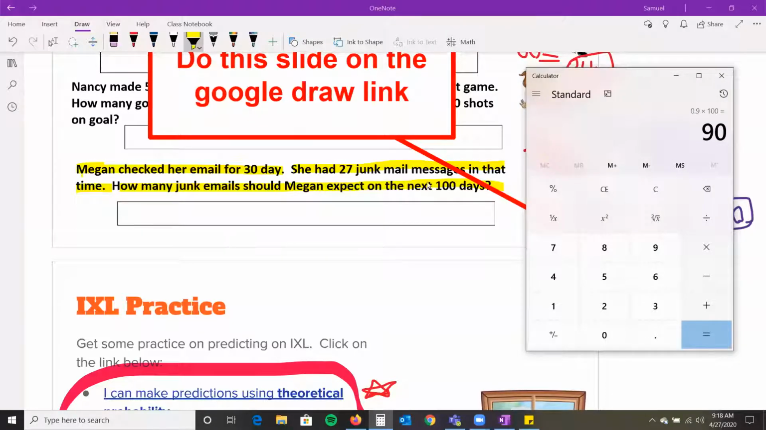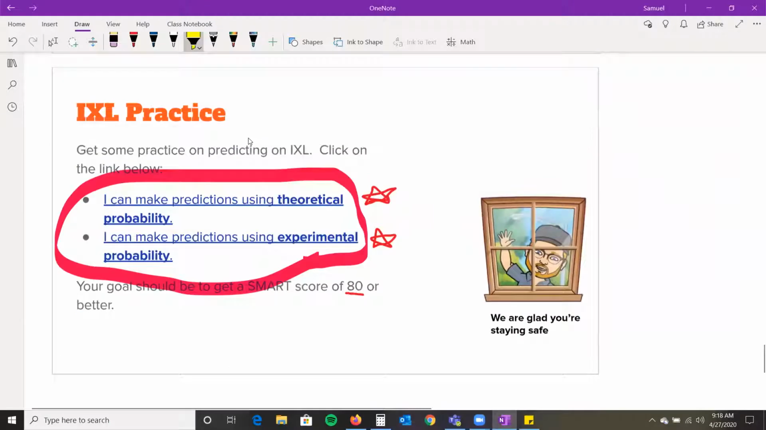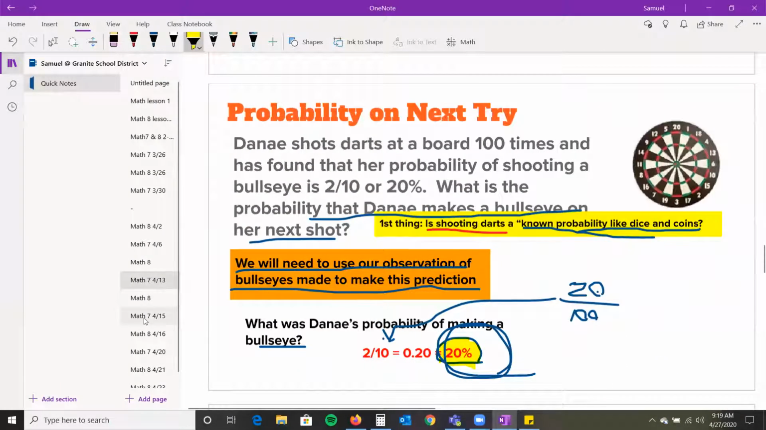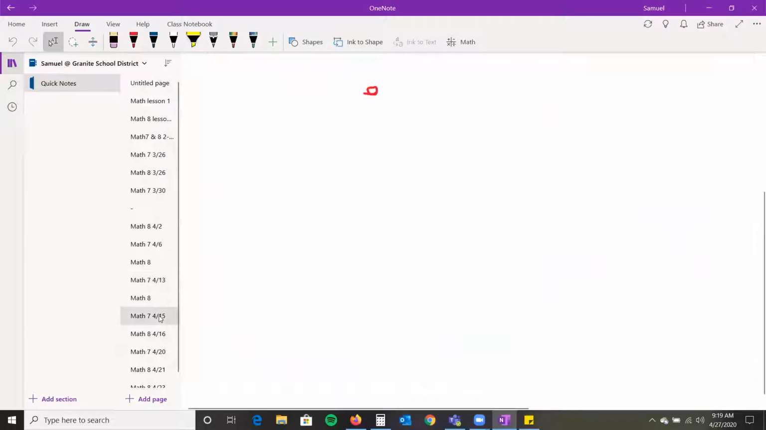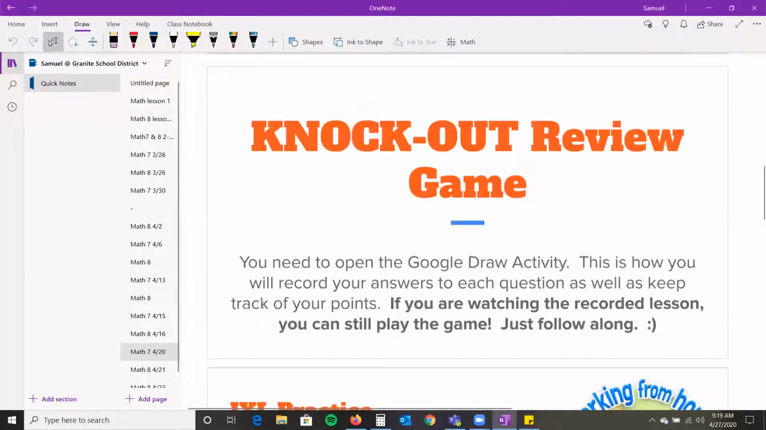Okay, so in 100 days, she should get about 90 emails based off of the experiment. Based off of the fact that in 30 days, she got 27 junk emails. So in 100 days, we should expect about 90. Okay. So using that percentage, multiplying by how many are coming in the future. All right, and I think that's all I've got pulled up on here. Let me just double check. Okay, deleted that one.